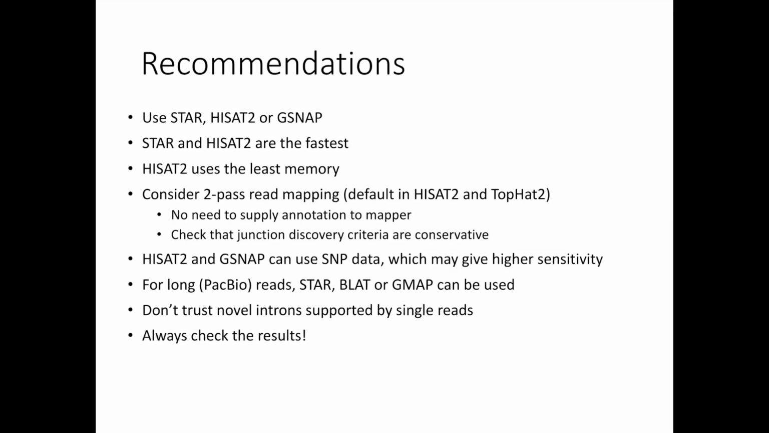And if it is really important to get it right for HISAT2, you can add SNP data, so you can have even better mapping. If you have longer reads, you can use STAR. And if you find some novel introns and they are only supported by some single reads, they are most likely just noise. So I wouldn't spend more time on those in future analysis.